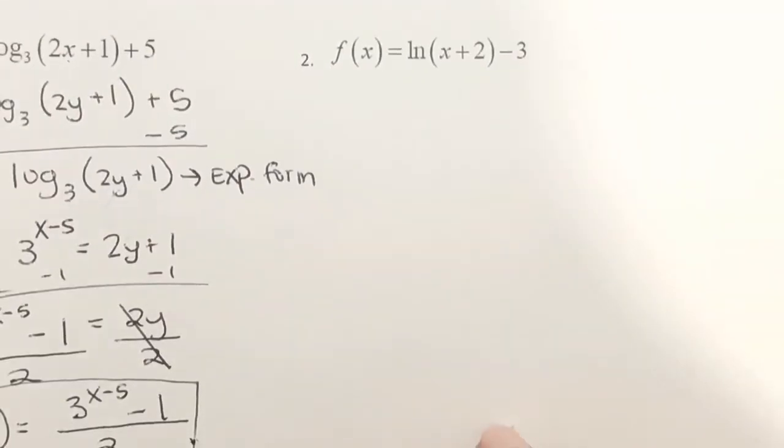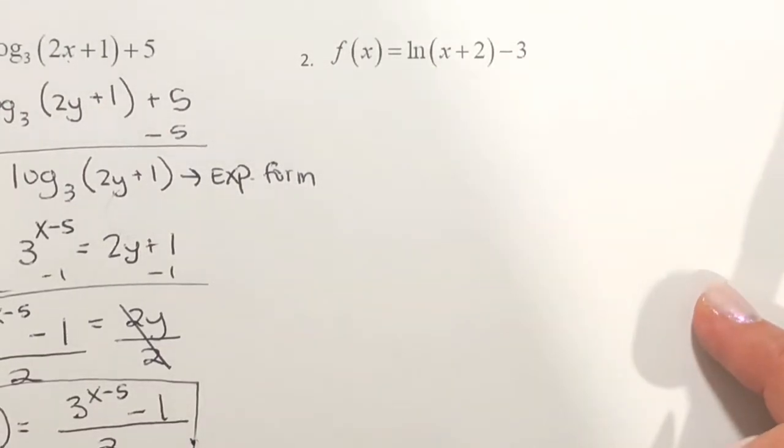On this one, we have a natural log, which means we're going to be using base e's at some point.